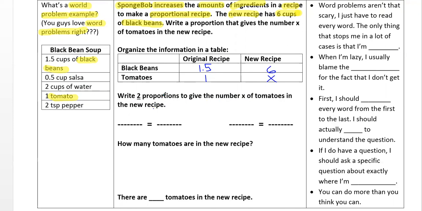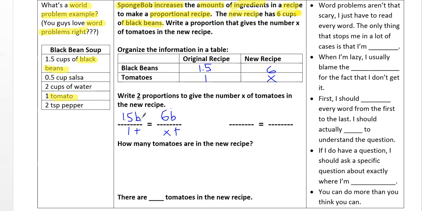There are so many typos in this thing. Anyway, we'll figure it out. From the last example, do you remember we can do this in 2 ways? Vertical, which is really called the columns, setting up the columns, or we can do the rows. Start with the columns. 1.5 black beans over 1 tomato, and then that would be 6 black beans over X tomatoes. Hopefully you understand. That means we have different units in the same ratio.